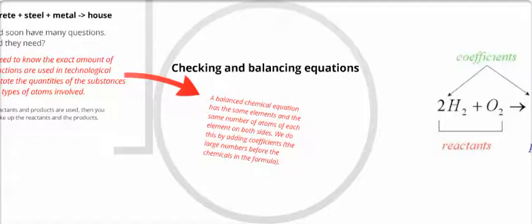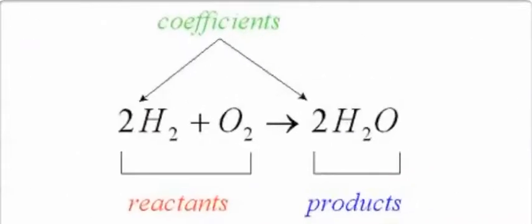So, checking and balancing equations. A balanced chemical equation has the same elements and the same number of atoms of each element on both sides. We do this by adding coefficients, the large numbers before the chemicals in the formula. And we've been using this as our example.